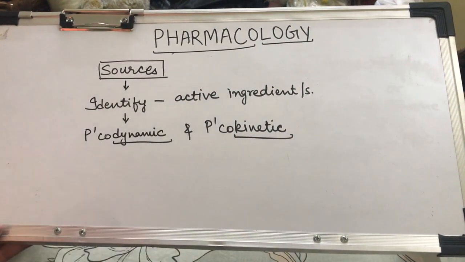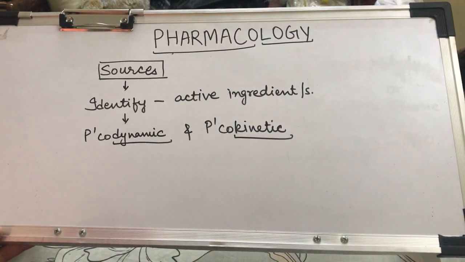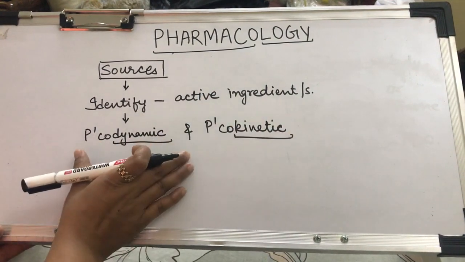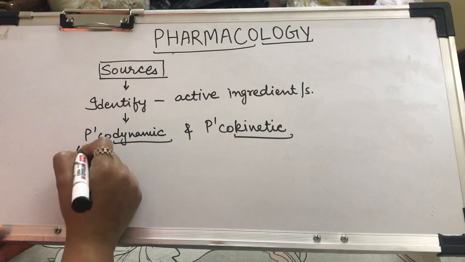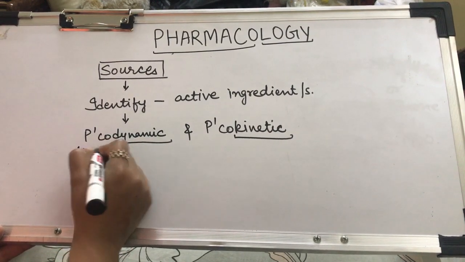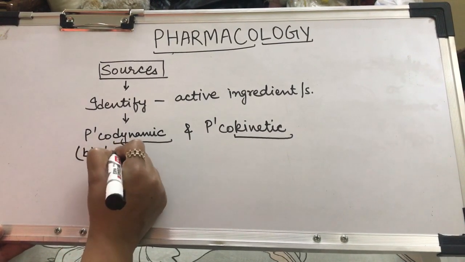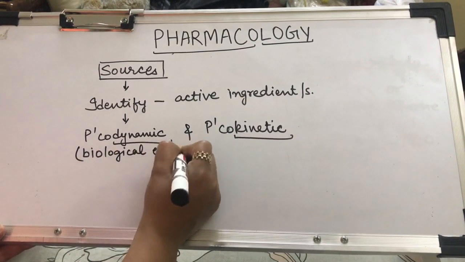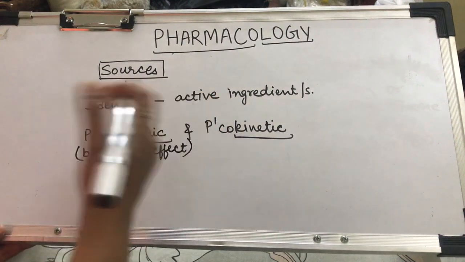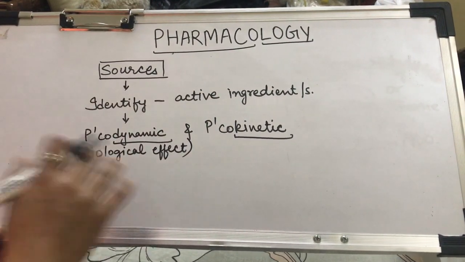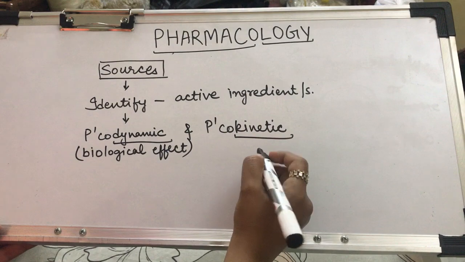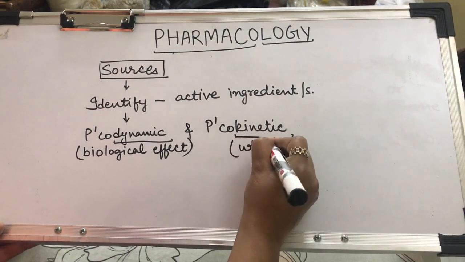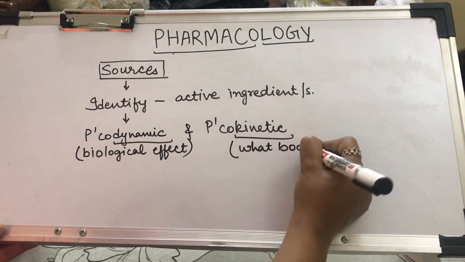These are the two main branches of pharmacology which we'll be discussing in more detail. For the time being, we will say pharmacodynamics is the biological effect which is to be produced by that drug, what effect that drug is going to produce on the body, and pharmacokinetics is what the body will do to the drug.